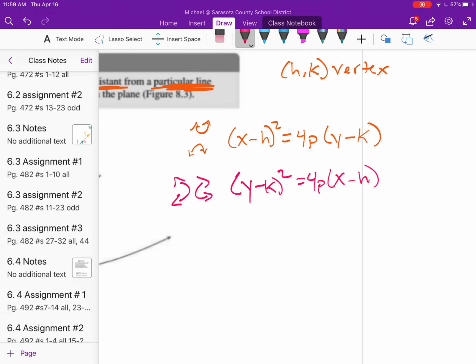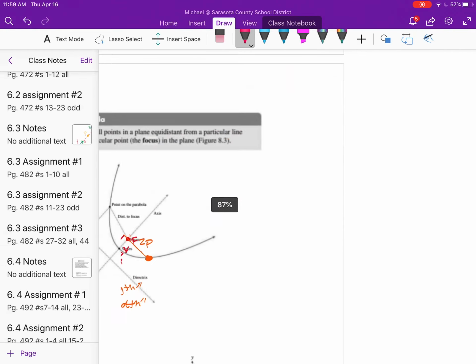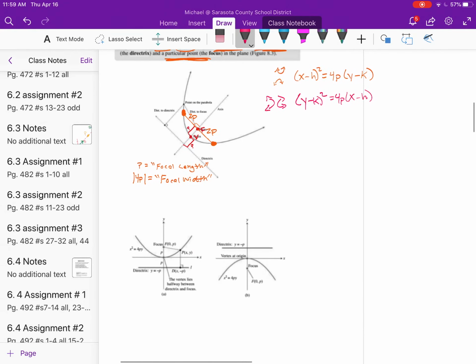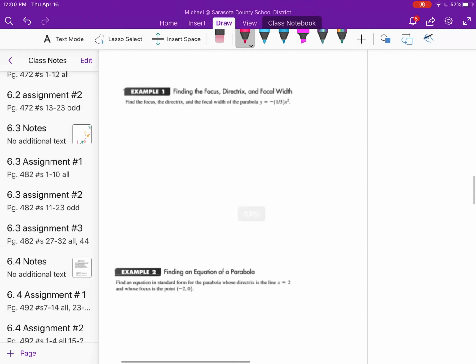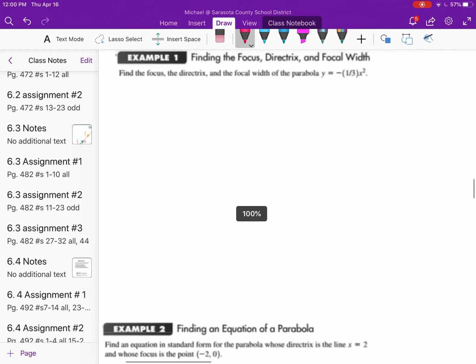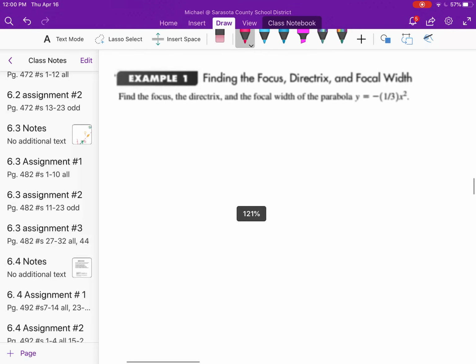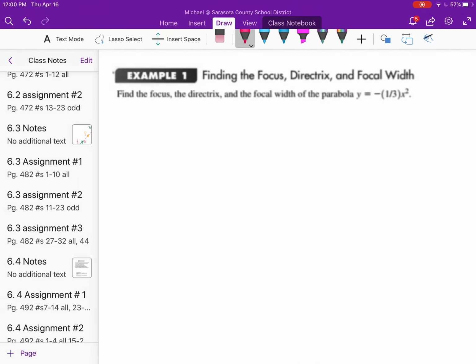And again, opening right, you're going to have a positive p, and opening left, you'll end up having that negative p. Okay? So let's take a look at a couple of examples that put some light onto what we're looking at. It says, find the focus, the directrix, and the focal width of the parabola.